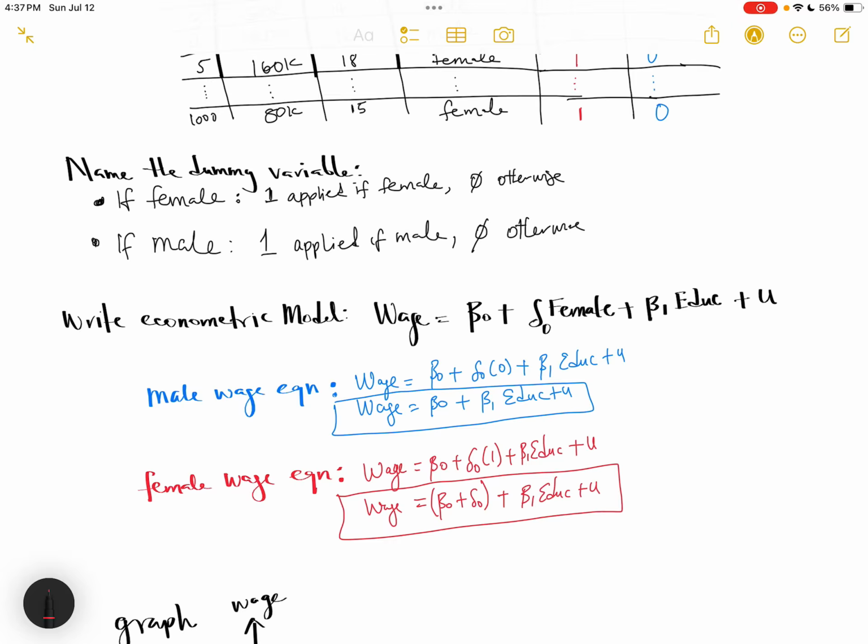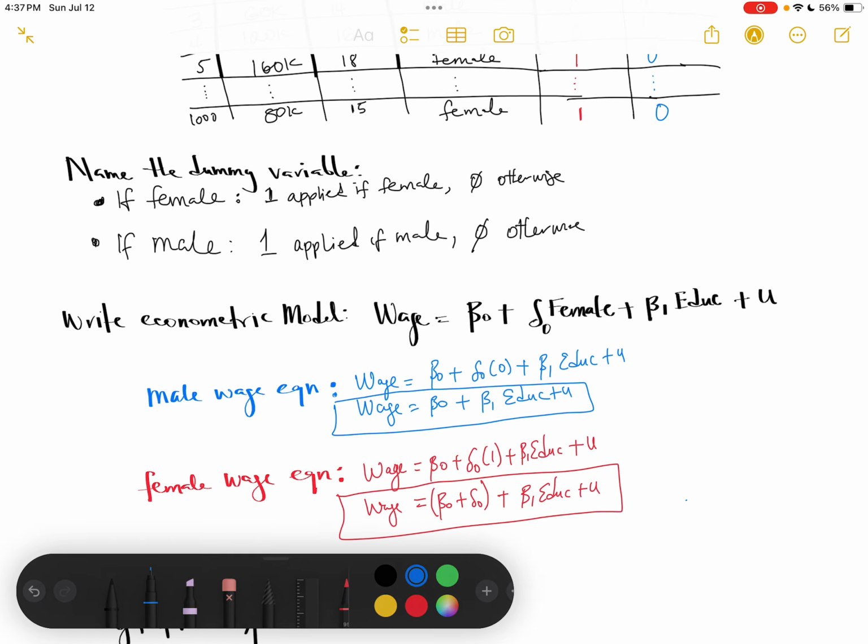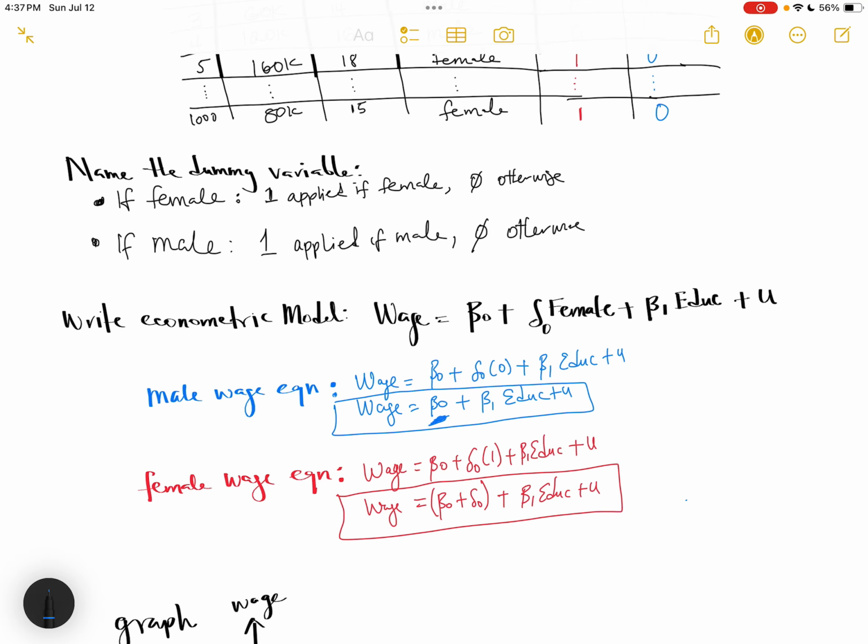We can graph this. If you notice, the male intercept is just beta 0, and the male slope is just beta 1. Now, the female intercept is beta 0 plus delta 0, and the female slope is beta 1. How do we draw this? Well, delta 0 is going to be negative.